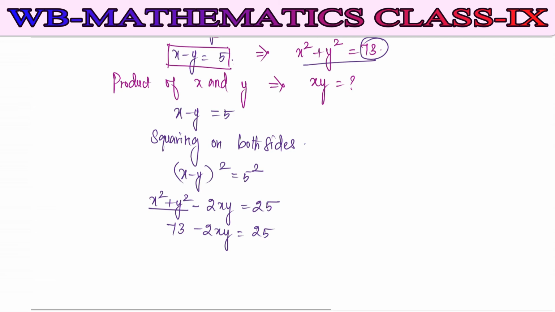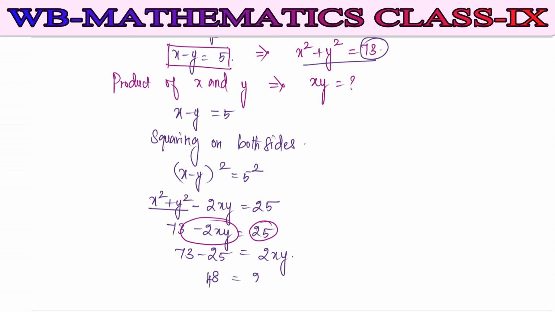Here, 73, when you shift this plus 25 to the opposite side, it will become minus 25. And next, minus 2xy to the opposite side will become plus 2xy. So finally we got 73 minus 25. 13 minus 5 is 8, 6 minus 2 is 4, so 48 is equal to 2xy.